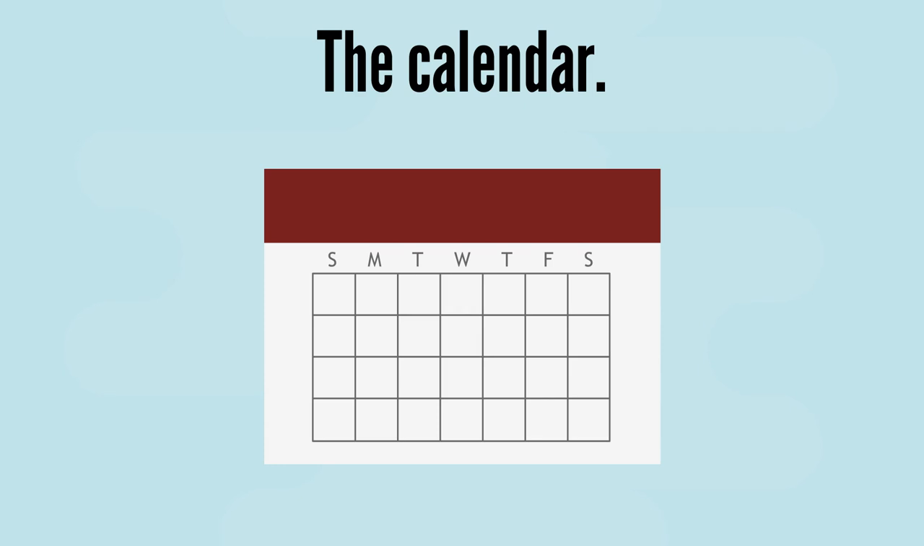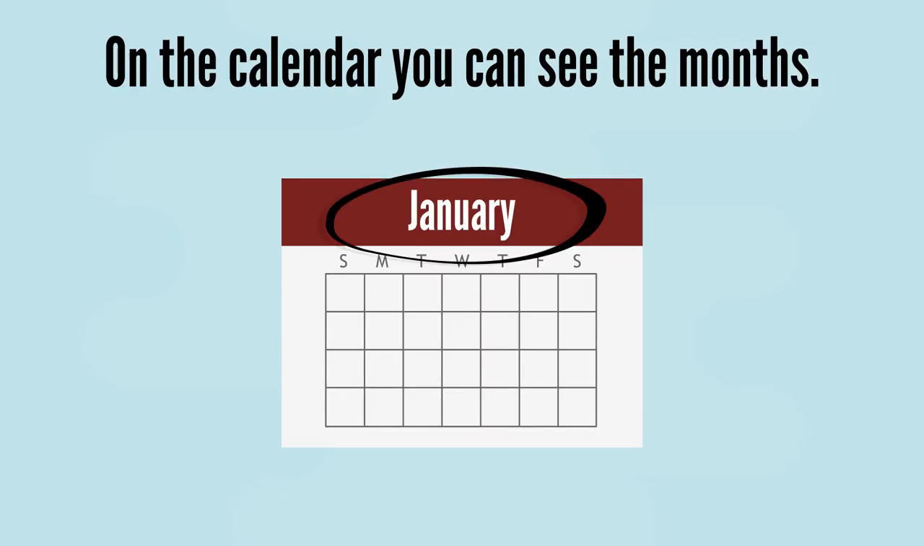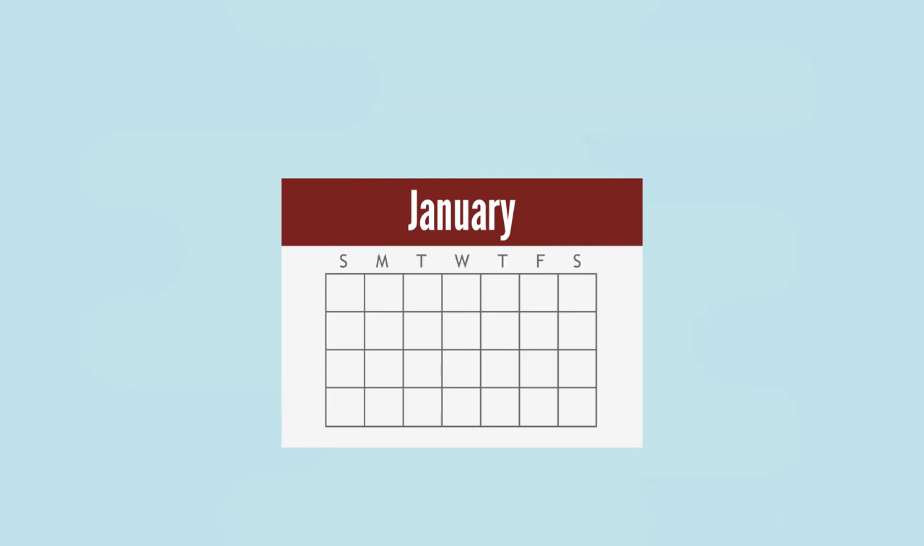The calendar. On the calendar, you can see the months. January. February. March. April.